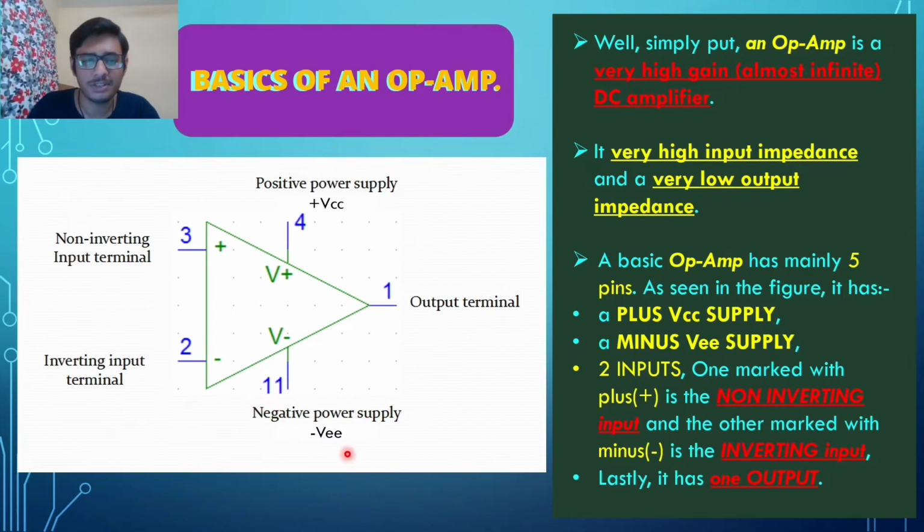It has a negative power supply pin which is marked as minus VEE. It has two input terminals. One marked with plus is the non-inverting input terminal and the other marked with minus is the inverting input terminal. Lastly, an op-amp has one output terminal.